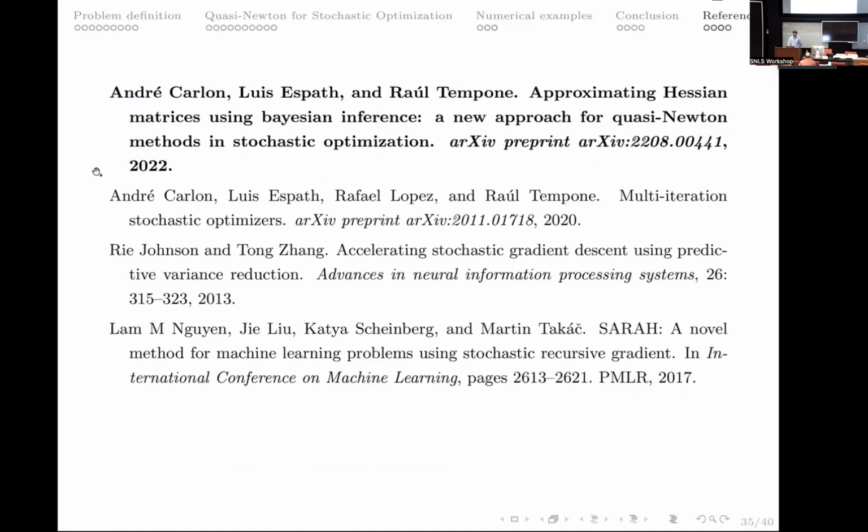So here are the works mentioned. This is our paper, which is already on arXiv and submitted. This is the MICE paper and the other two methods, SVRG and SARAH.